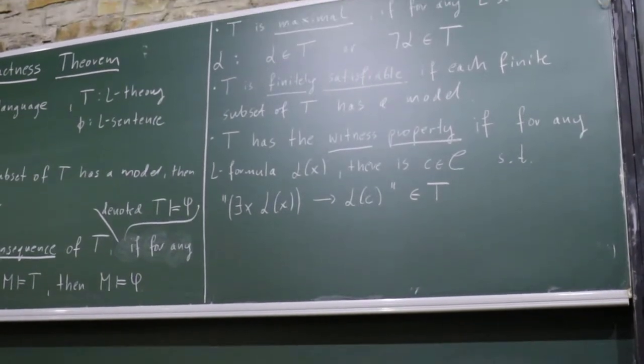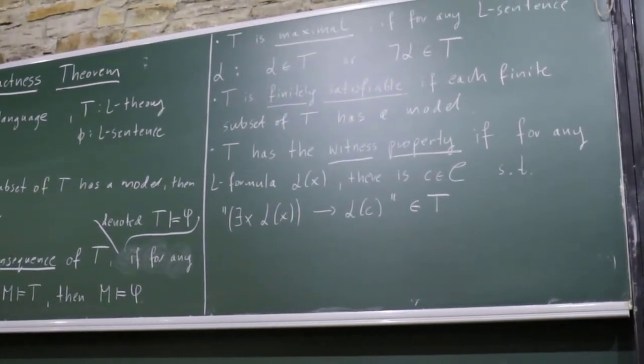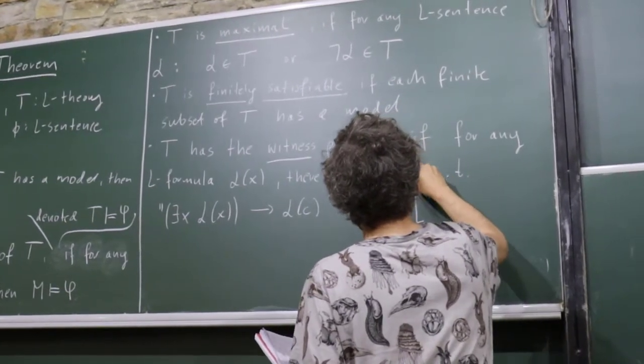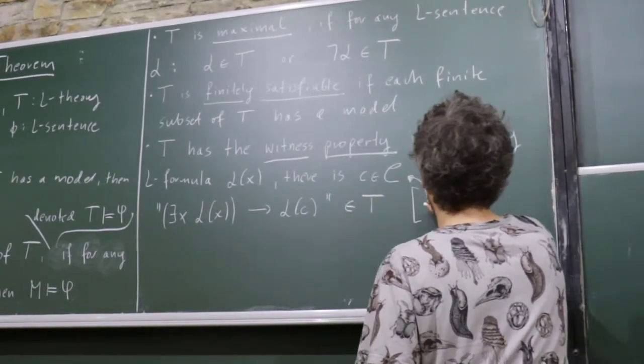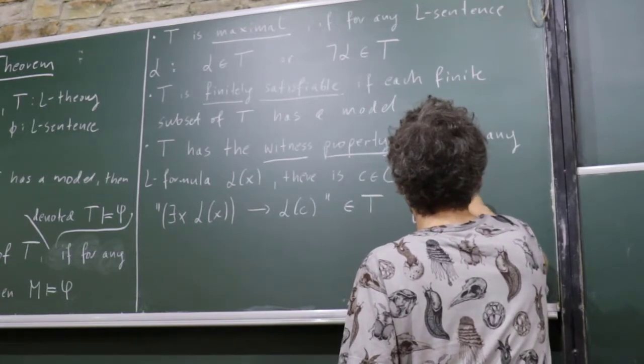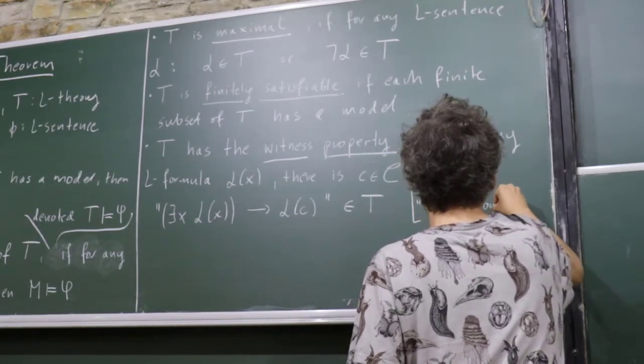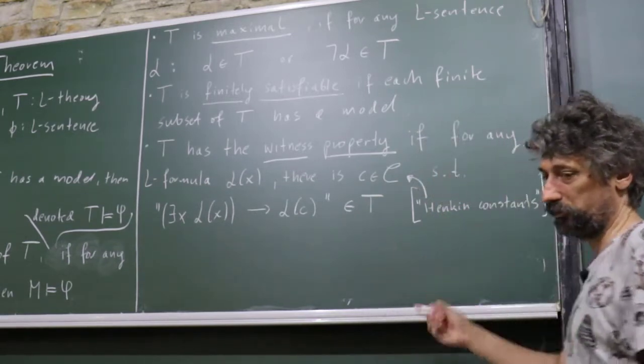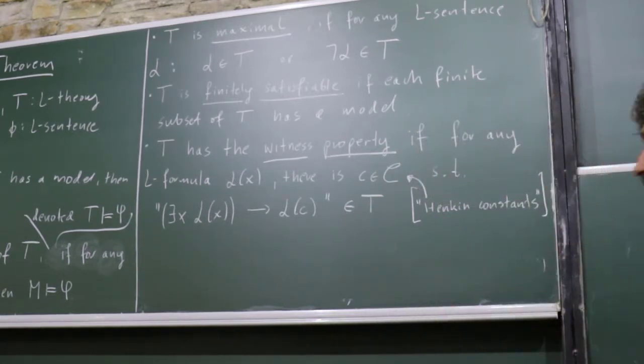It's hard to give examples. They are sometimes called Henkin constants. Using such constants, we will construct our model, and it was Henkin who did it in such a way. So we follow his proof.